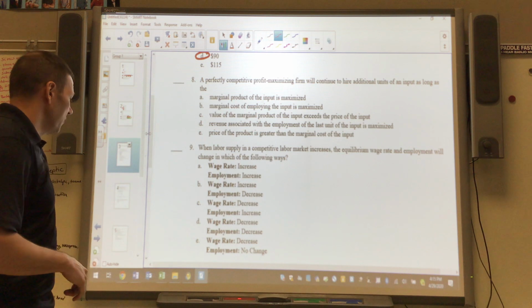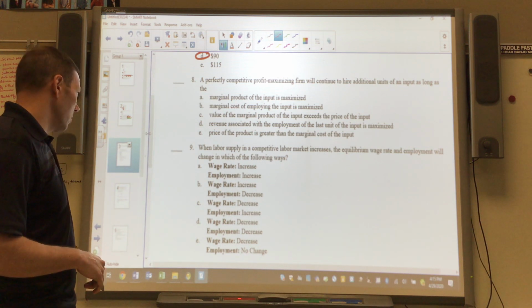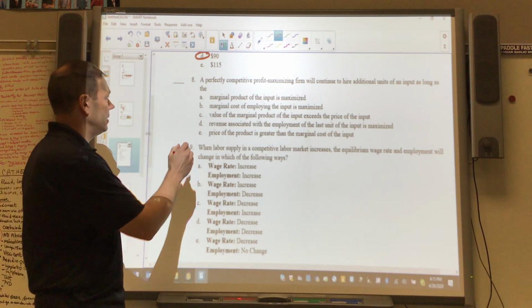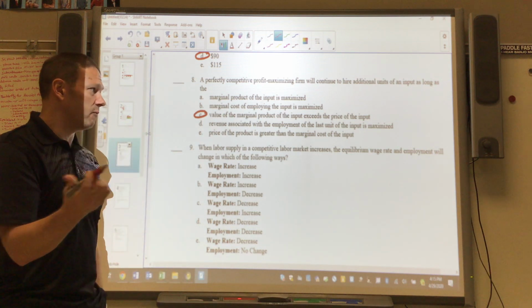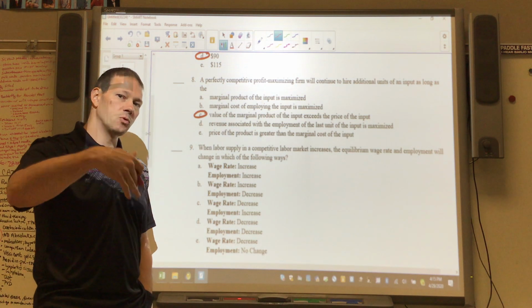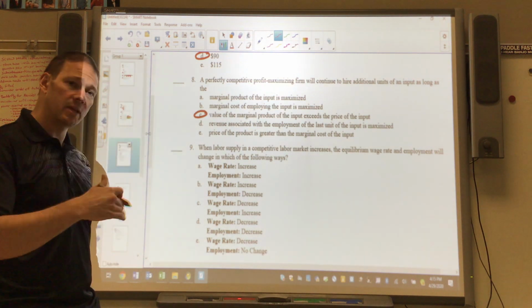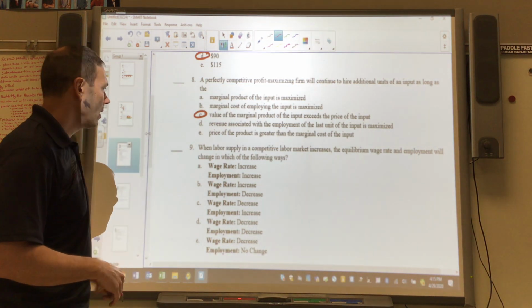Number 8, a perfectly competitive firm is going to continue to hire workers as long as, C, the value of what the worker is bringing in is greater than what they're costing you. As long as that's true, you keep hiring.